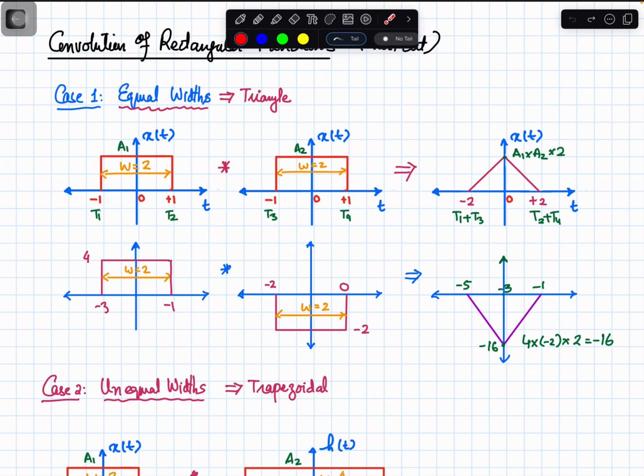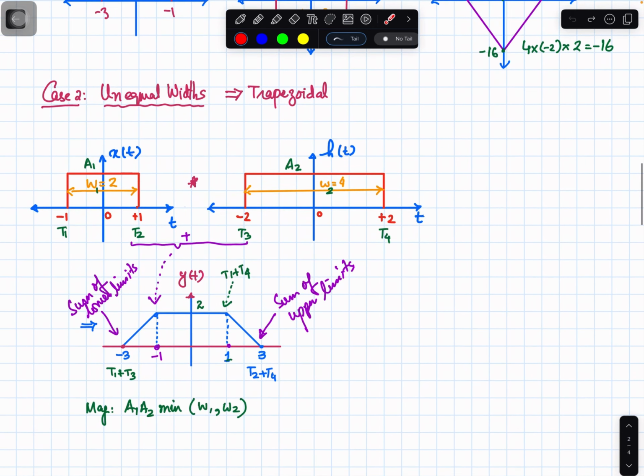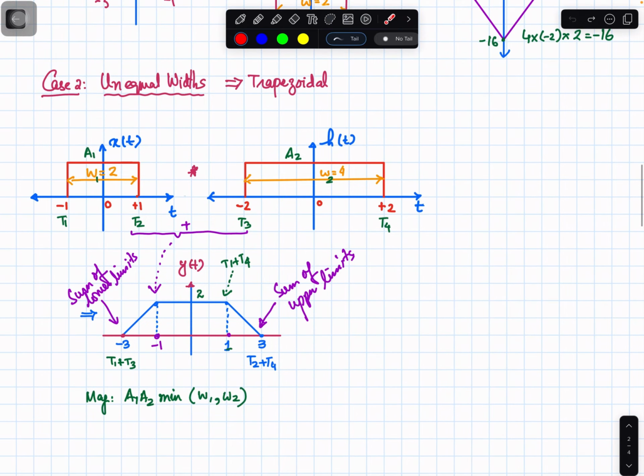If the widths of these two rectangular pulses are equal, then you will always get a triangular waveform as a result of convolution of these two rectangular pulses or functions. Now, let us consider the second case, in which the widths of these two rectangular pulses or functions are not equal. So, let us consider an example. Over here, you can see a rectangular function starting at minus 1 and ending at plus 1. The lower limit is minus 1, upper limit is 1.